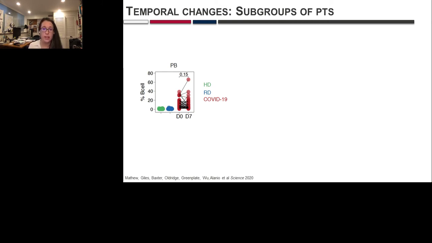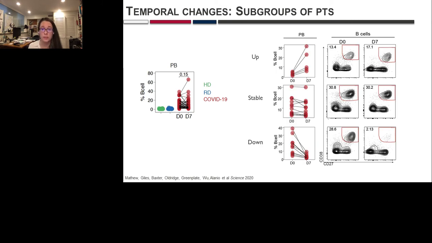And we can actually break this out into 3 different groups. In the top, we see 5 different donors that have both time points that are actually increasing their plasmablast response from day 0 to day 7. The middle group here are patients that remained relatively stable over that 7-day time period. And on the bottom are donors that decrease their plasmablast response from the first draw to the second blood draw.